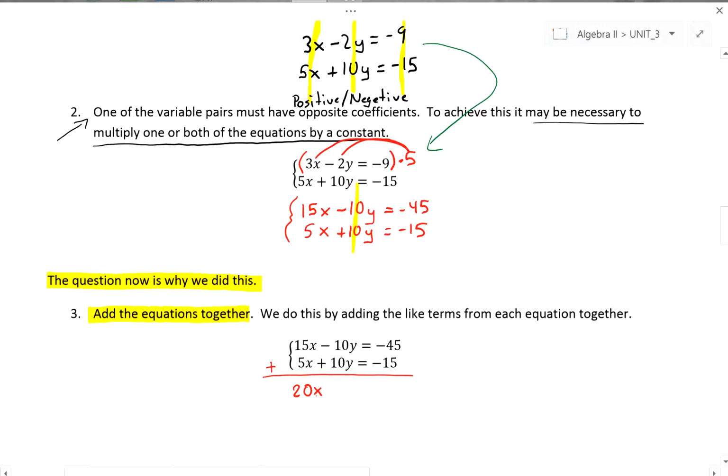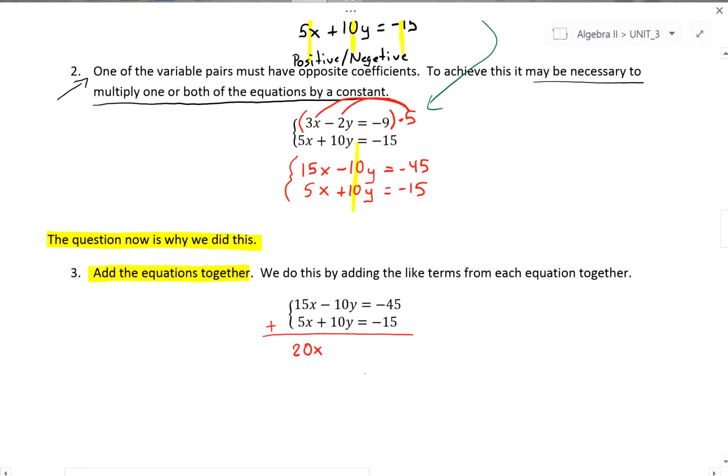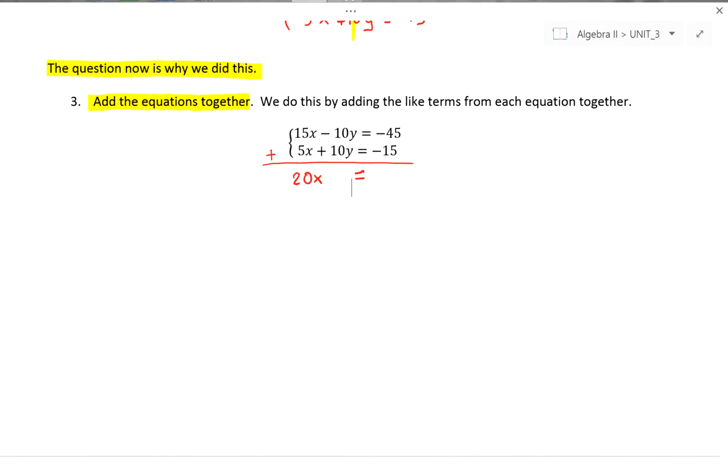Okay? Now we move over to the y's. And here's the reason why we multiplied that top equation by 5. Because now that I have opposite coefficients on my y's, when I add the y's together, negative 10y plus 10y, it equals 0. It goes away. They eliminate each other. And that's why this is called elimination. And this equals negative 45 plus negative 15, which is negative 60.